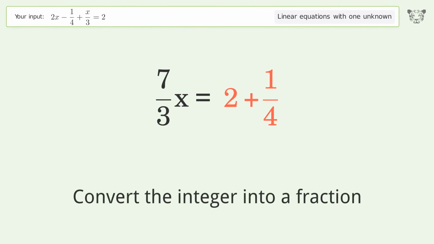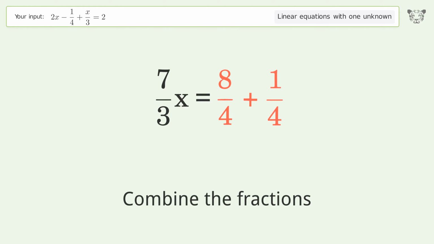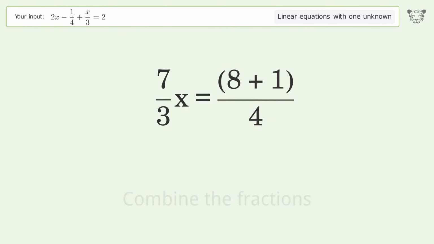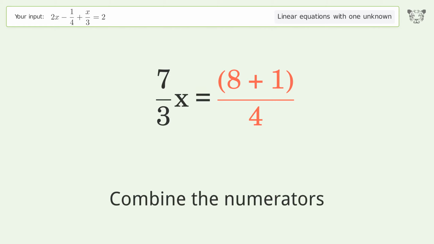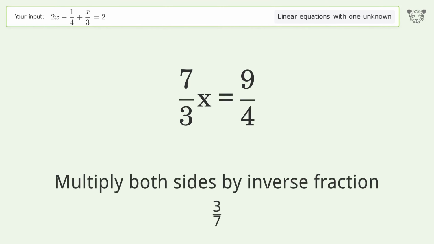Convert the integer into a fraction. Combine the fractions. Combine the numerators. Isolate the x. Multiply both sides by inverse fraction 3 over 7.